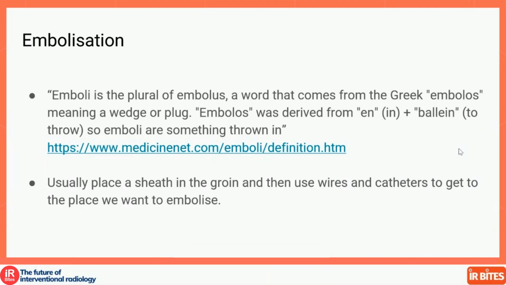We access the femoral artery in the groin usually. It can come from above as well. We place a sheath in the groin and then use various wires and catheters to manipulate our way to whatever vessel we want to embolize. We usually use a bigger catheter to anchor into the main vessel, and we usually call that the mother catheter. Then we put a microcatheter, a smaller catheter, through that to get us into the smaller branches.